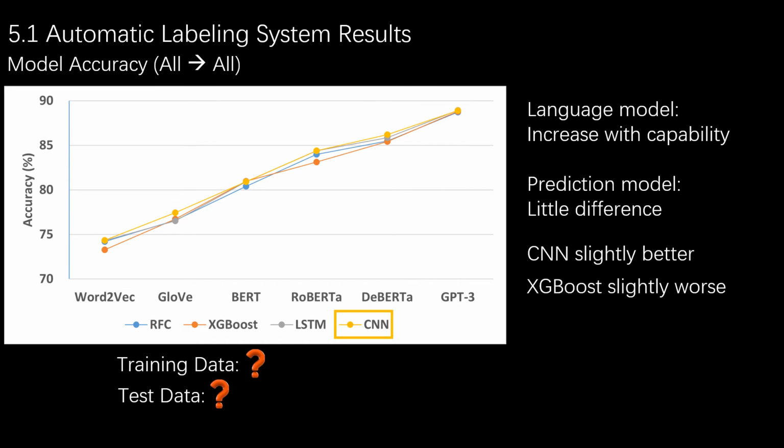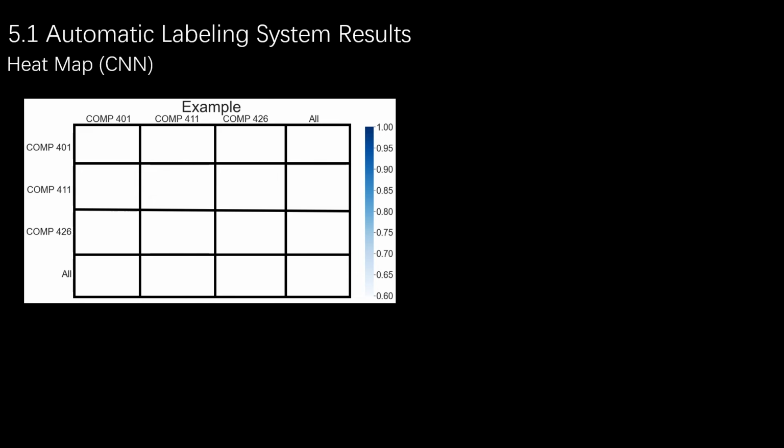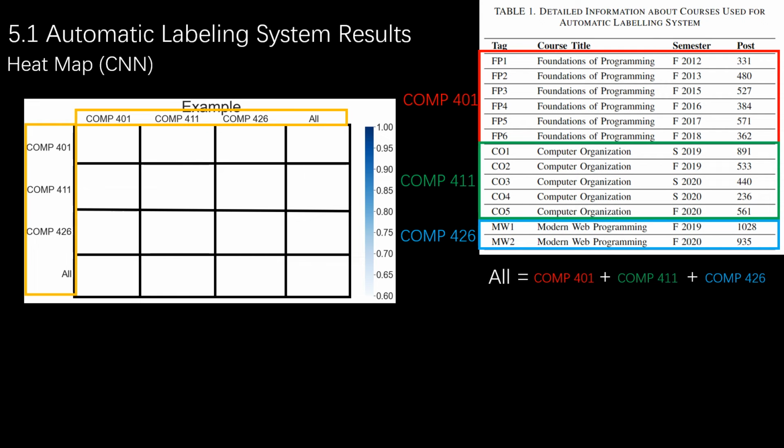To see how each language model performs in other prediction tasks, such as using one group of comp courses to predict another group of comp courses, we plot the heat map of the prediction of each language model paired with the CNN prediction model since it has the best performance. I will illustrate the rules about how we select the training and test dataset with this simple heat map. In the actual heat map, the title will be replaced by one of the language models. The labels on the X and Y axes are defined the same as before.